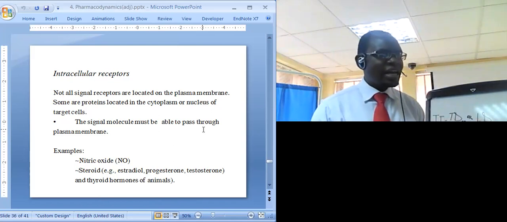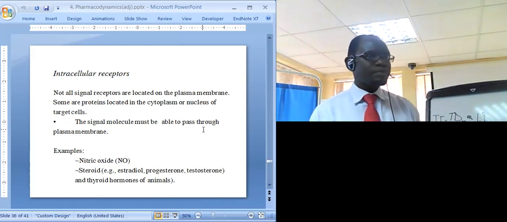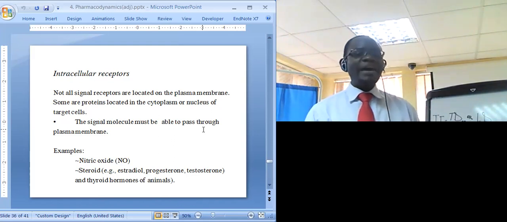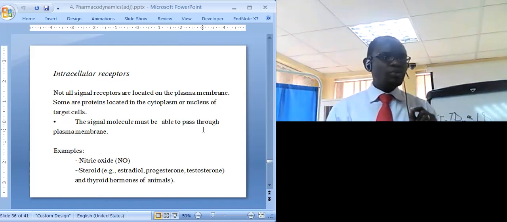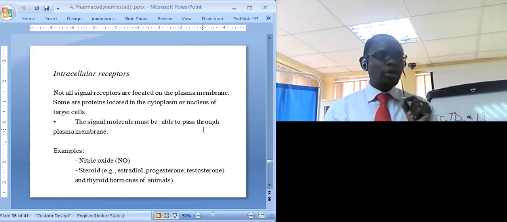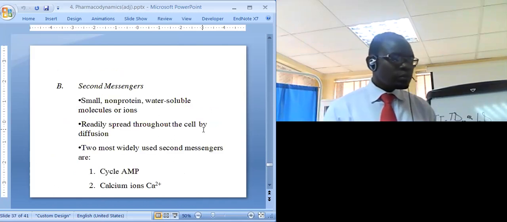And then other examples, most steroids also have their receptors on the nucleus. By the way, that is why their effects are quite long, because they have their receptors within the nucleus. All right.